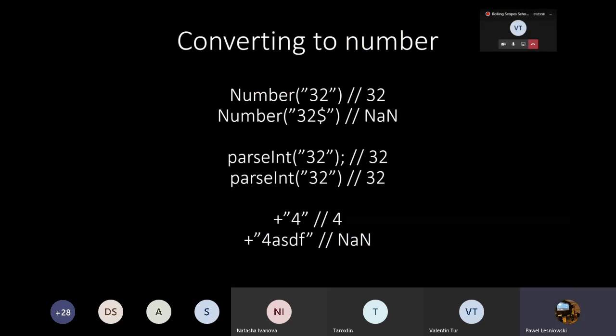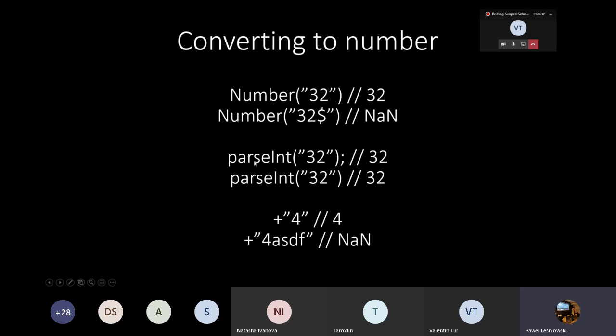So, converting to numbers. We can use the Number function, which will take a string, for example, and try to convert it to a number. If this Number function comes across some additional sign which it doesn't know what it means, it will return NaN, not a number. Not a number is an invalid number, basically. NaN is also a type of number, but we need to remember that it is actually a number, but an invalid number.